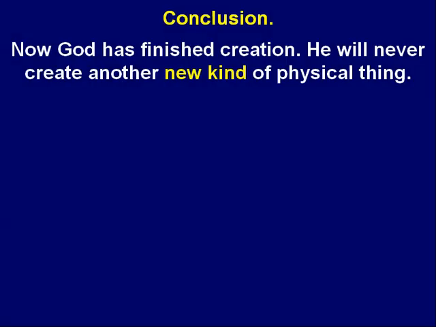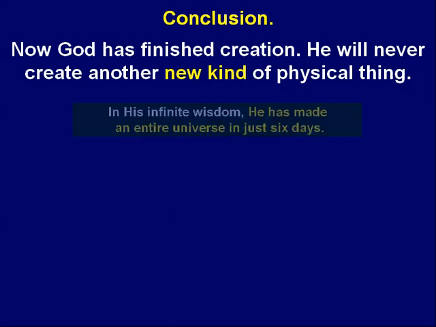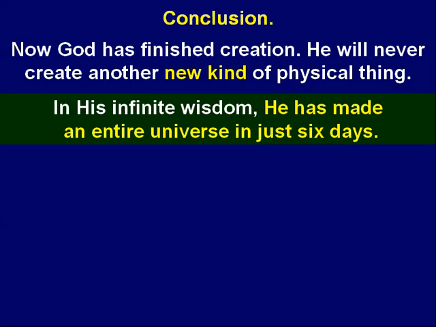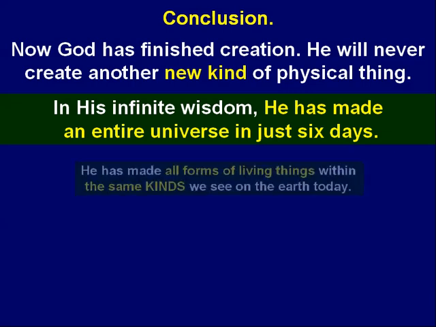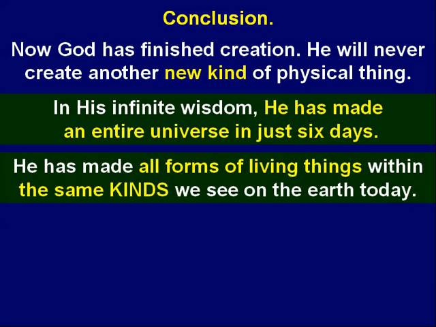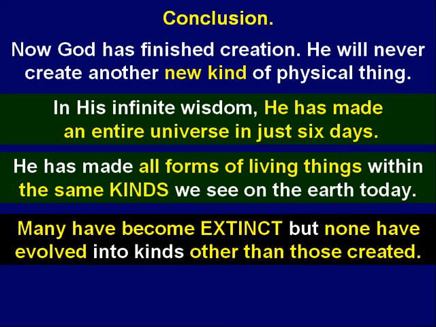Conclusion. Now God has finished creation. He will never create another new kind of physical thing. In his infinite wisdom, he has made an entire universe in just six days. He's made all forms of living things within the same kinds we see on Earth today. Many have become extinct, but none have evolved into kinds other than those created.